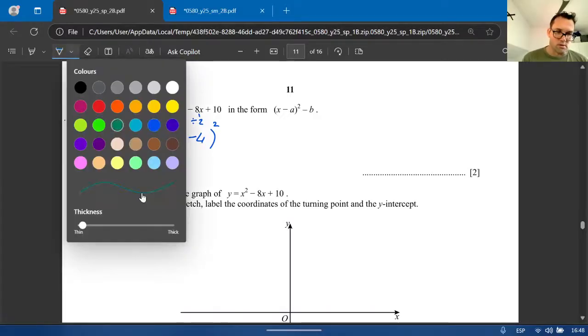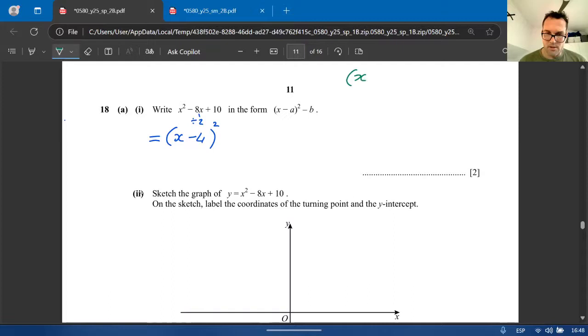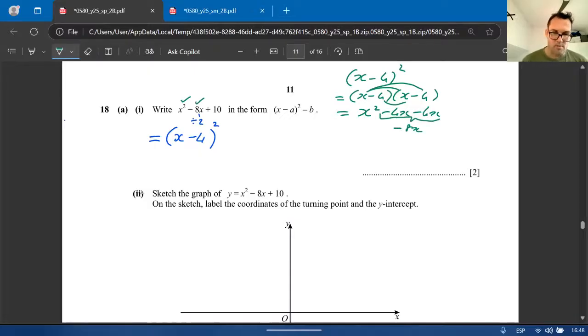Well, let's show you. If I've got x minus 4 squared, which means x minus 4 times x minus 4. X times x is x squared. Bam, we got that x squared. Nice. X times minus 4 is minus 4x. Minus 4 times x is minus 4x. Together, this will make minus 8x. Bam. Nice. We got that. And then minus 4 times minus 4. Two negatives makes a plus. 4 and 16. We don't have that.